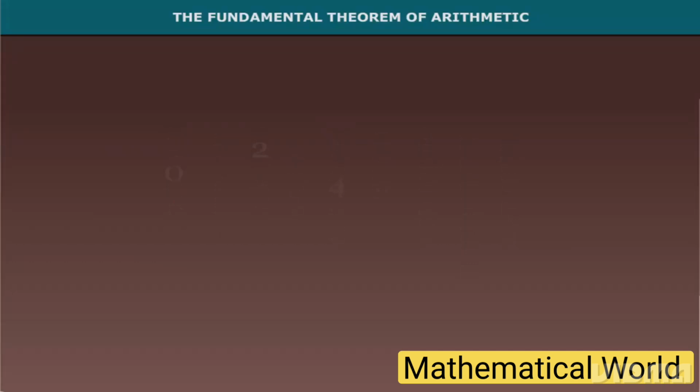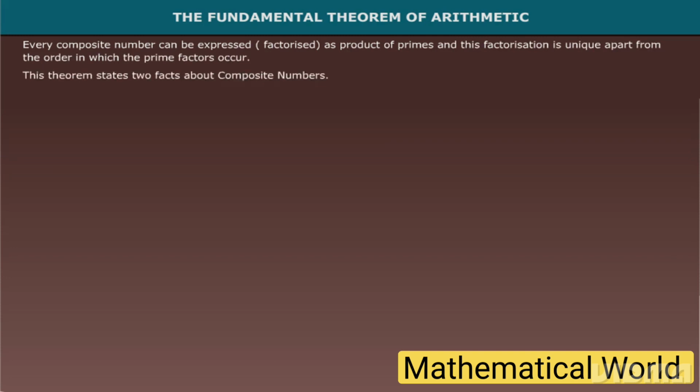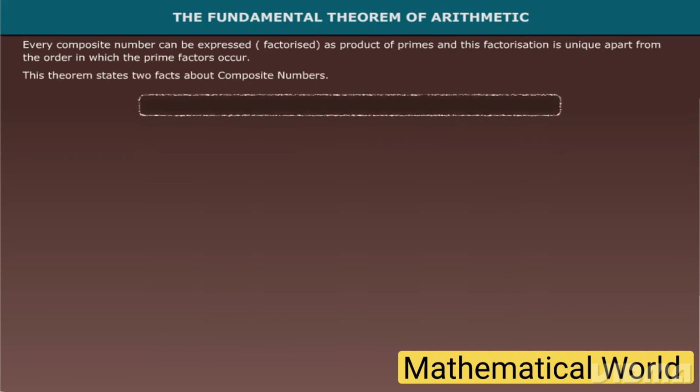Let us understand the concept of the fundamental theorem of arithmetic. According to this theorem, every composite number can be expressed as a product of primes, and this factorization is unique apart from the order in which the prime factors occur. This theorem states two facts about composite numbers. First, every composite number can be factorized as a product of primes.